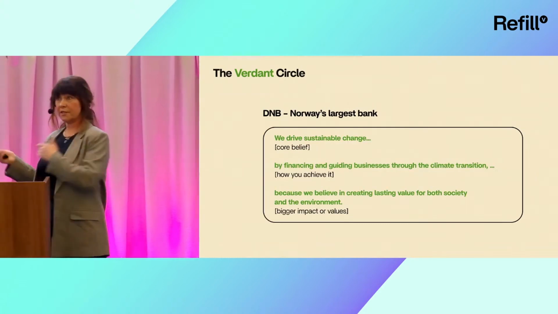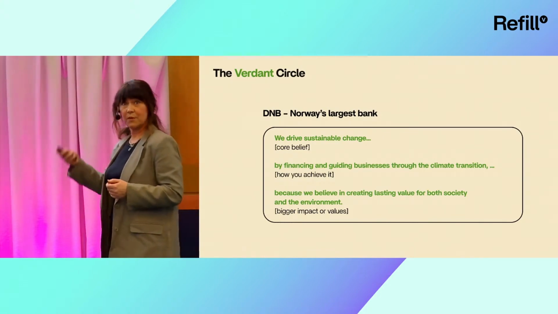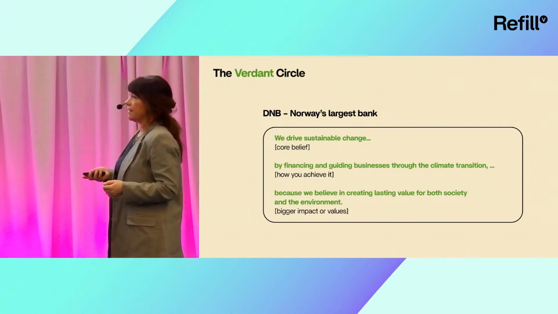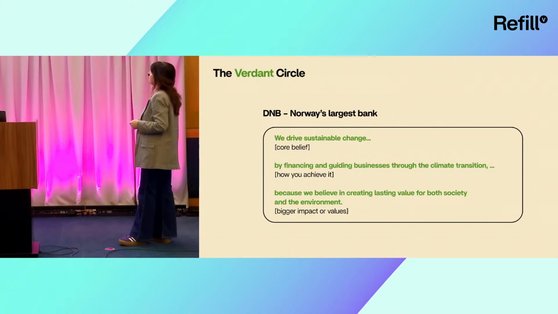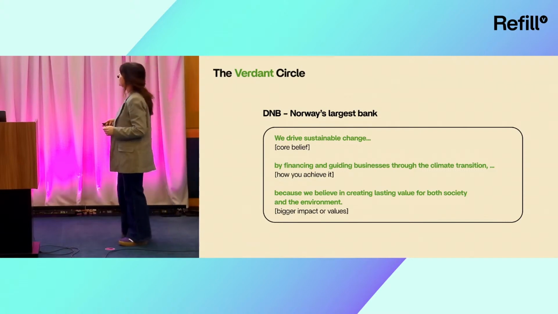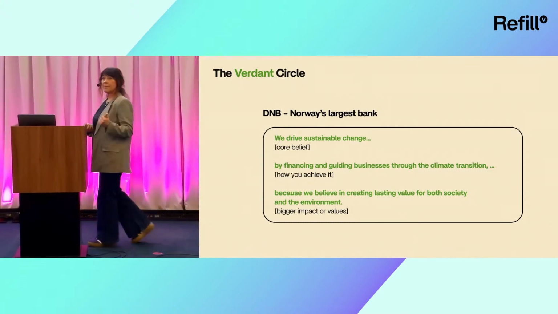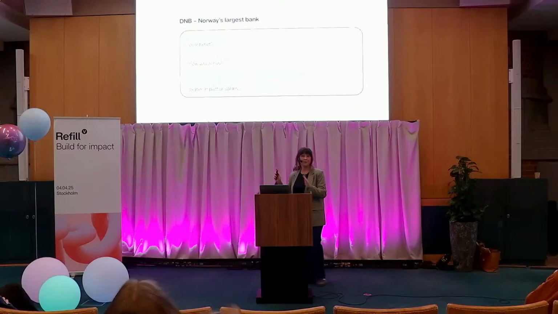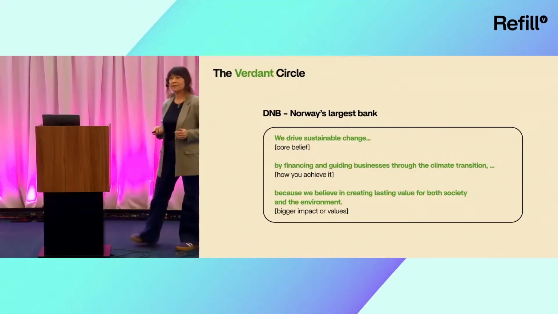Now, an example: I've just tested this myself with DNB, which is Norway's largest bank. They have not written this, and I've not spoken to anyone at DNB. I've just tested this out, so I use them as a guinea pig. So for instance, I've written: we drive sustainable change, which is the core belief, by financing and guiding businesses through the climate transition. How you achieve it: because we believe in creating lasting value for both society and the environment, bigger impact or values. Now, wouldn't that be amazing if the largest bank in Norway used this as their purpose for why they exist today, rather than profitable gain? I don't know what their purpose-driven statement is, but for me as an employee, this would inspire me to think of more innovative ideas.